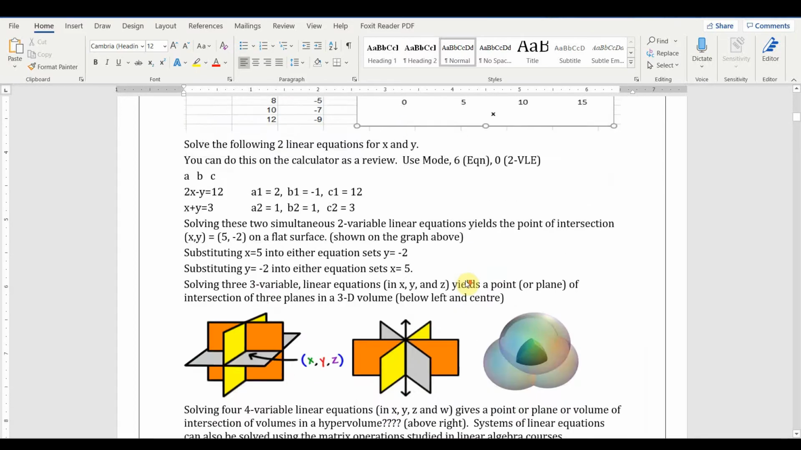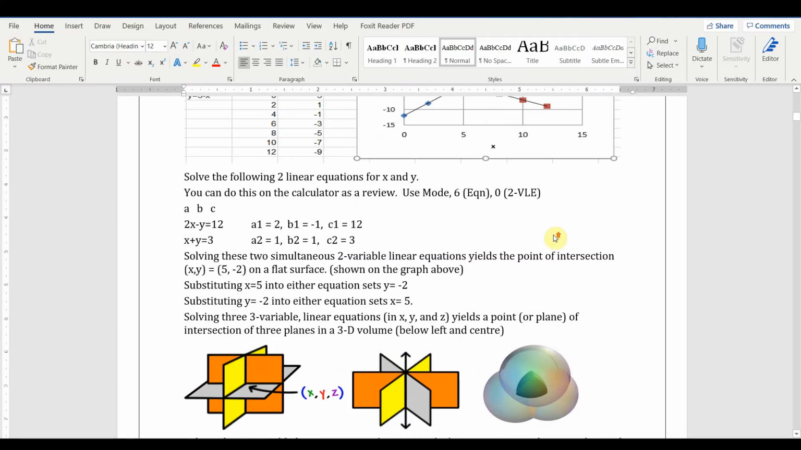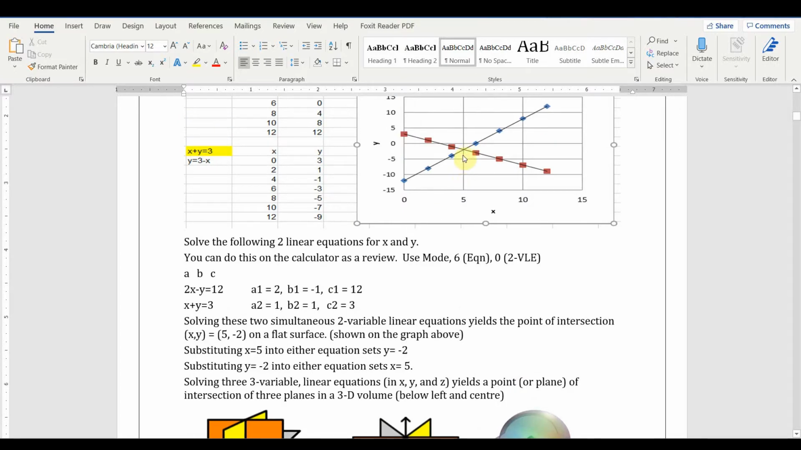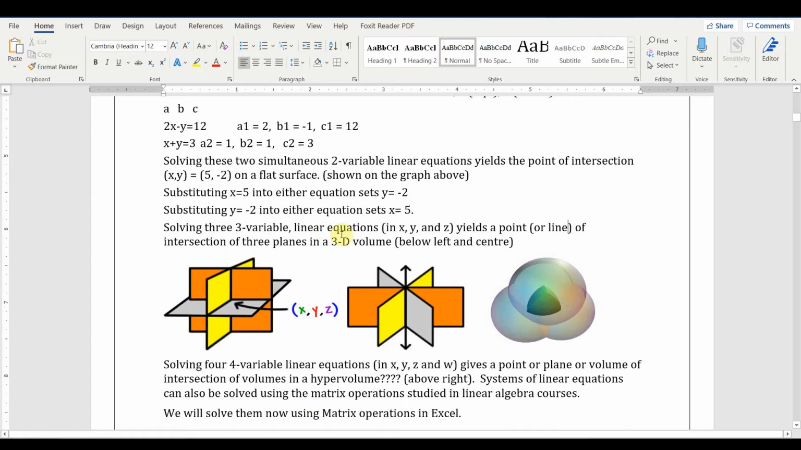Just as a general note here, solving two simultaneous two-variable linear equations will yield a point of intersection, as for example here the point 5 and minus 2 on this graph. Solving three-variable linear equations in x, y, and z will yield a point or a line of intersection of three planes in a 3D volume. So here's a point of intersection of three planes, and here's a line of intersection of three planes. Either of these are possible when we have three-variable linear equations.